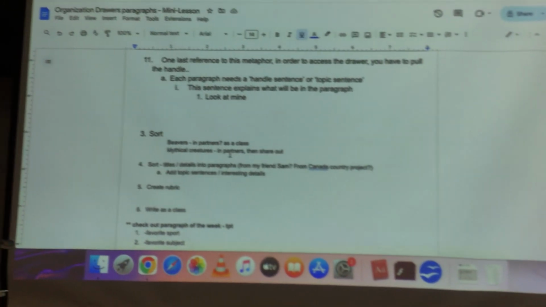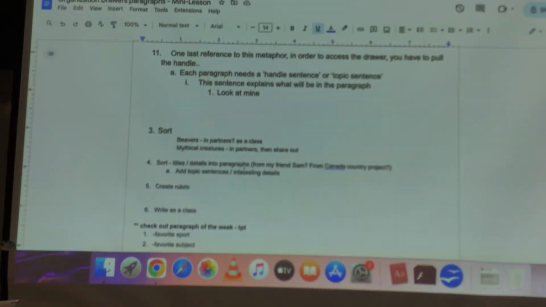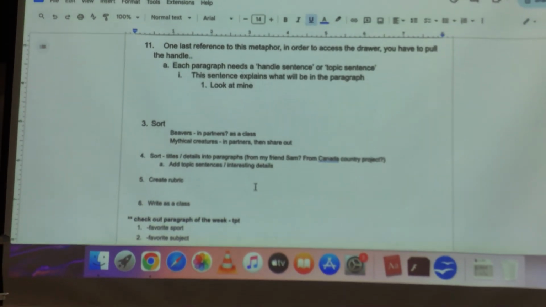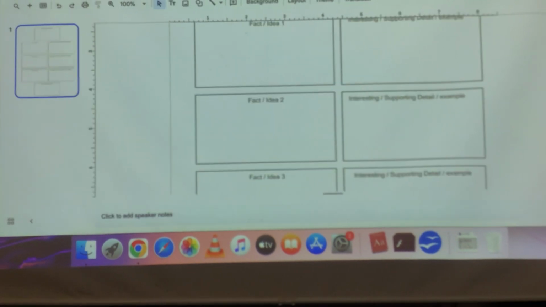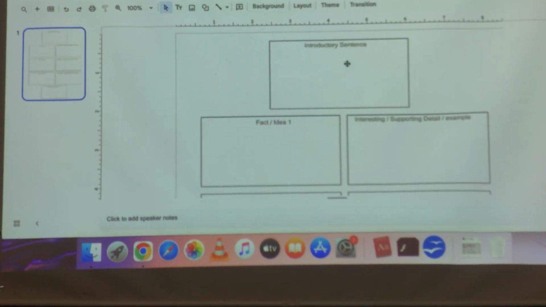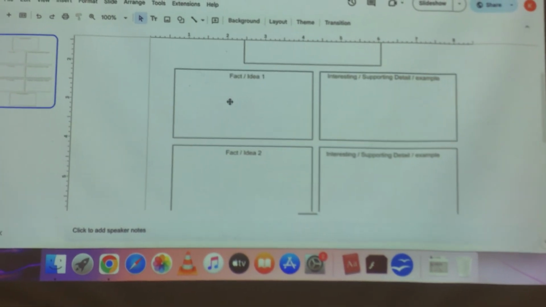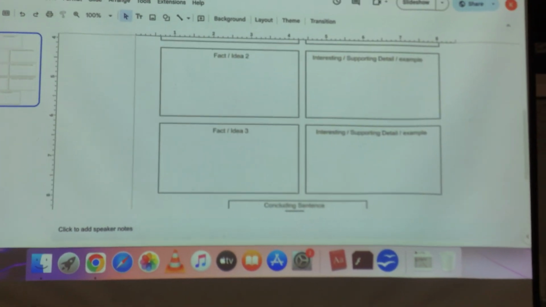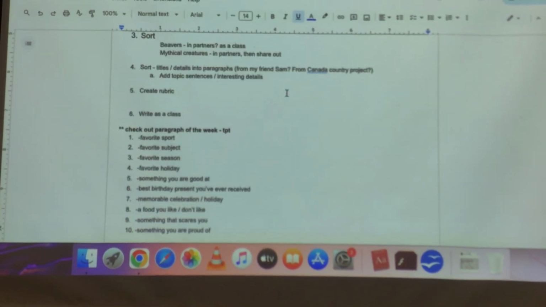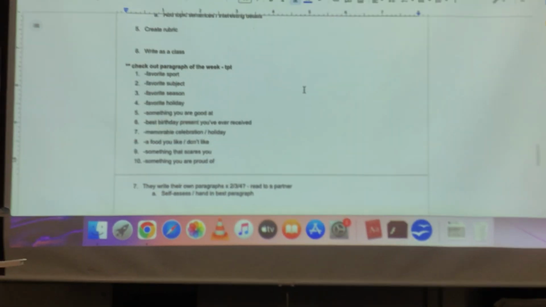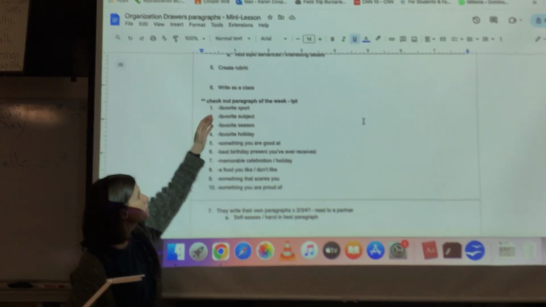It's about mythical creatures. It has a topic sentence. It has all those different pieces. And then I was going to start having us write one as a class. Something about probably Canada, because we're talking about that in socials class. Maybe something about Canadian food, fact, an interesting detail. And then I'm going to have them use that structure again, and they are going to write a paragraph, probably 3, I was thinking. Maybe they're writing about their favorite sport, subject, season.